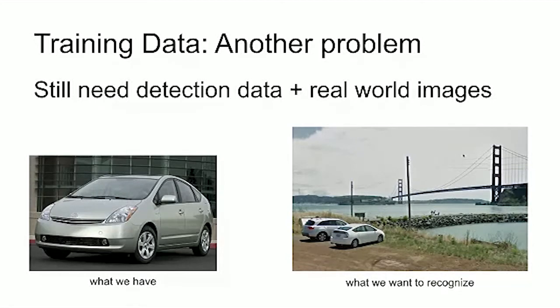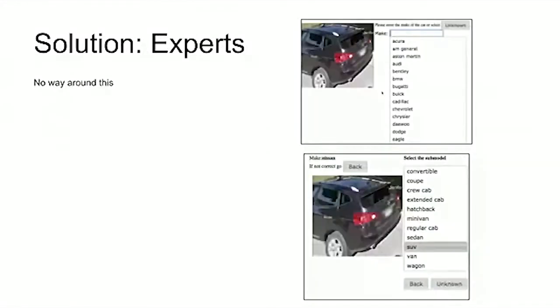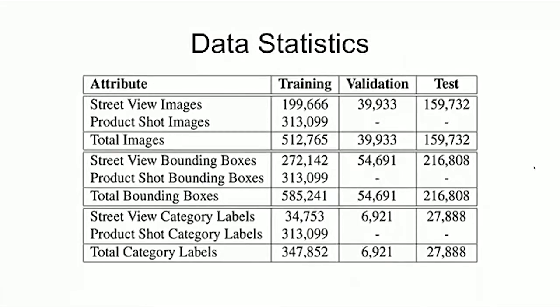But now we have to collect car images from Google Street View, and this is really difficult. You show someone an image like this, and you say, "What type of car is this? Tell me." And no normal average person can really tell you this. You need to find car experts to do this for you, and you need to pay them. So we came up with a UI to label this using a lot of car experts. And so finally, we have a bunch of training data to train our algorithms with.